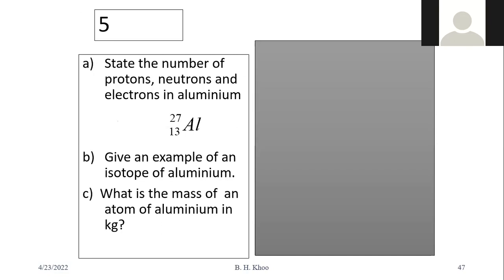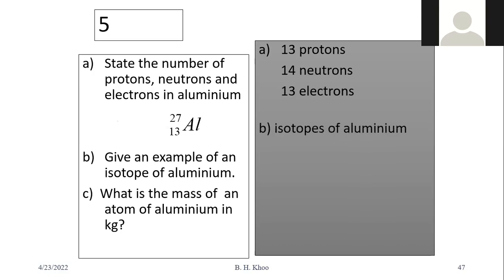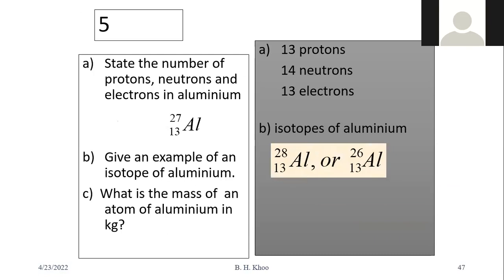State the number of proton, neutron, and electron in aluminium. Proton 13, electron 13, neutron 14. Okay, good. This one, your SPM book, you must know. Give an example of an isotope of aluminium. 28/13 Al. Okay, 28/13 or 26/13 also can.